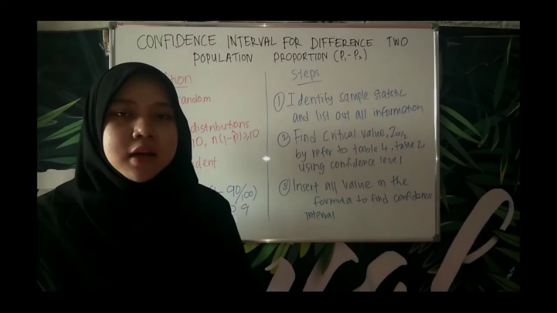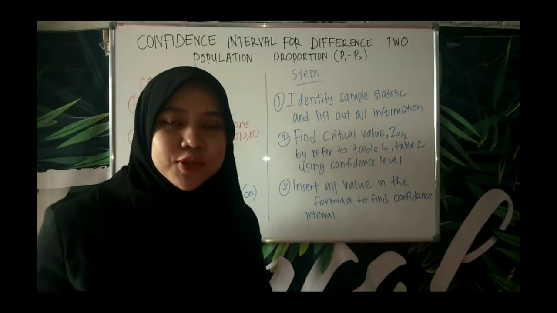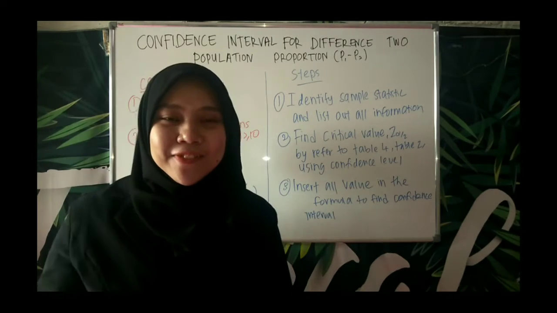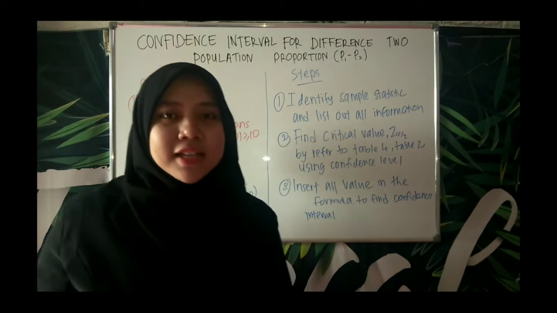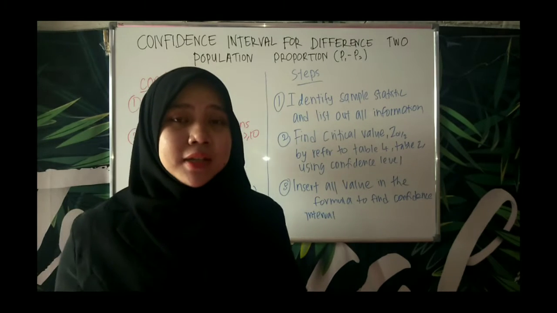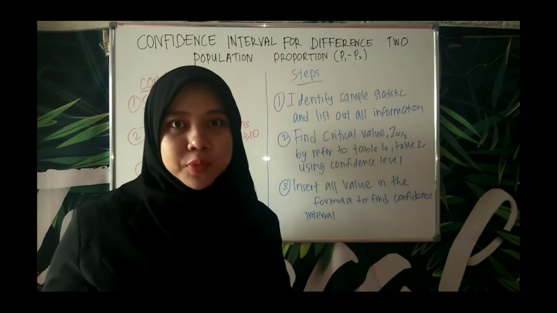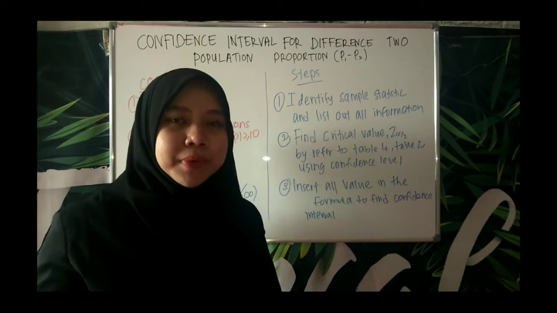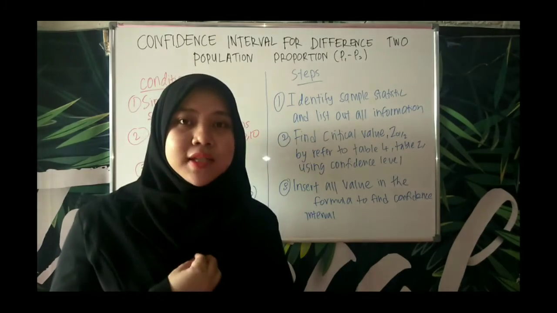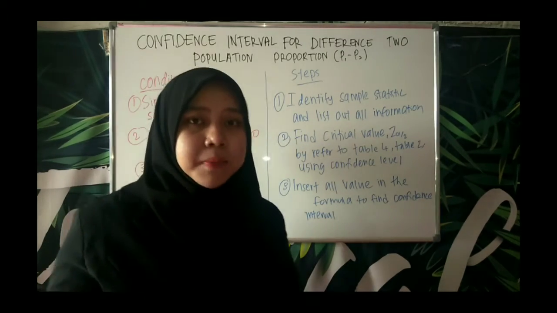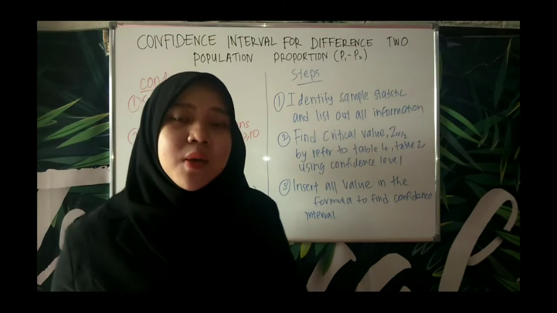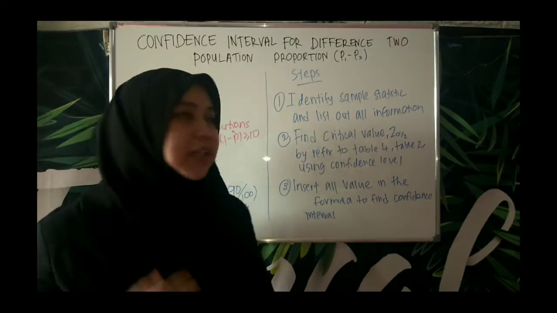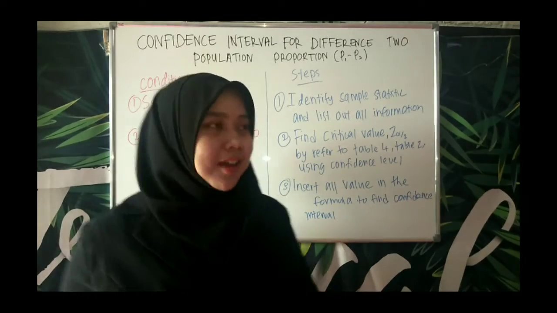If all the conditions are met, then you can use this confidence interval to find the proportion for two populations. The first step to find the confidence interval is to identify the sample statistic. Since we are going to estimate the difference between population proportions, we choose the sample proportion as our sample statistic. Thus, the sample statistic that we will use is p hat 1 minus p hat 2, and then we list out all the information given in the question.